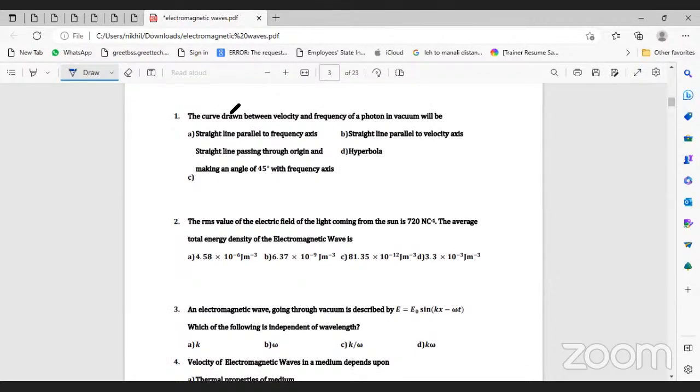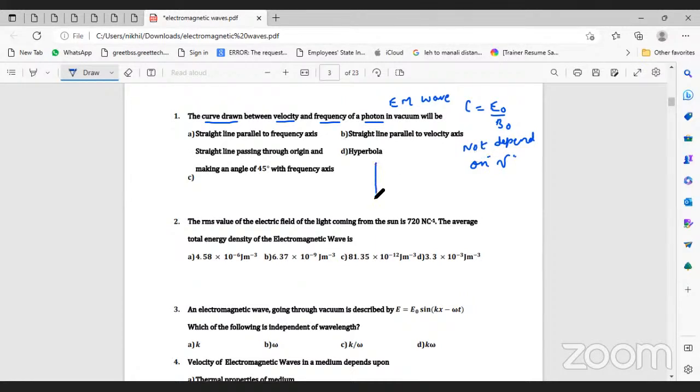Look at this. The curve drawn between the velocity and frequency of the photon in vacuum. In vacuum, this photon is going to be associated with an electromagnetic wave, where the speed is given by the formula E naught by B naught. This clearly tells it does not depend on frequency.